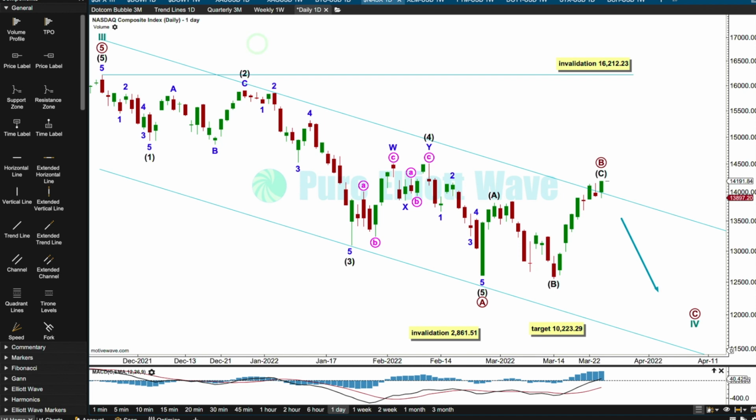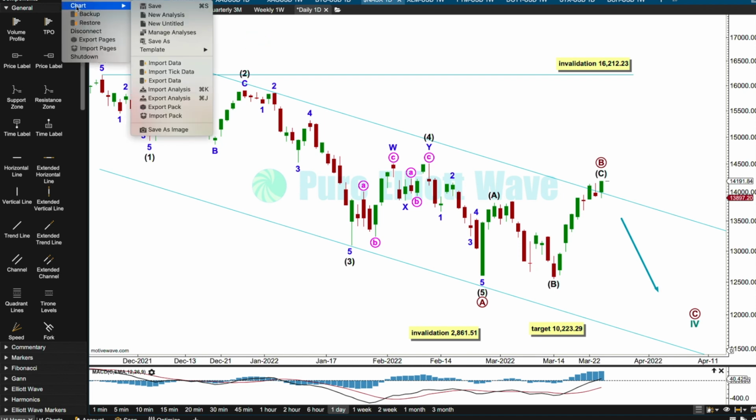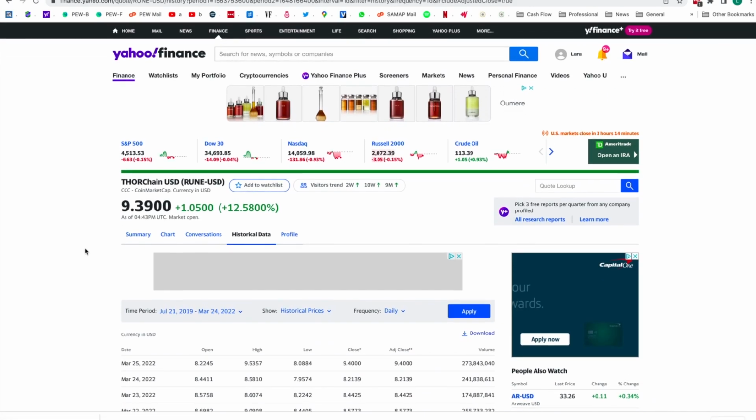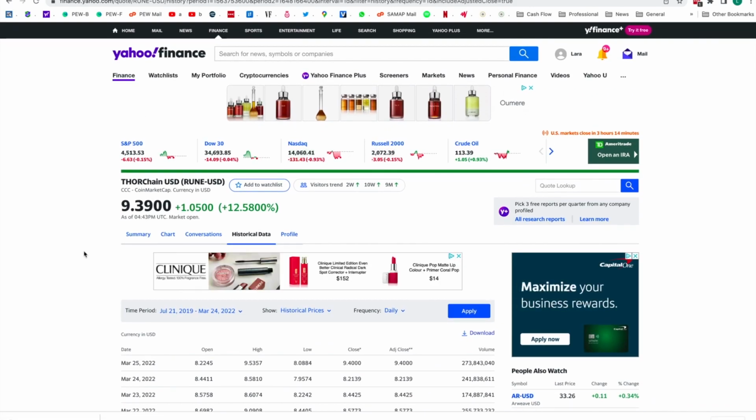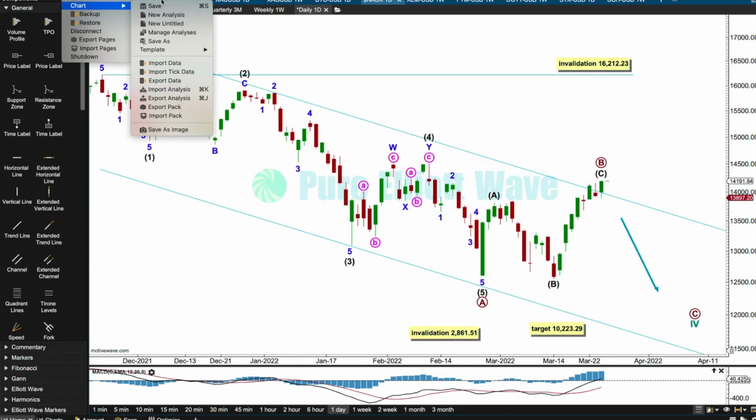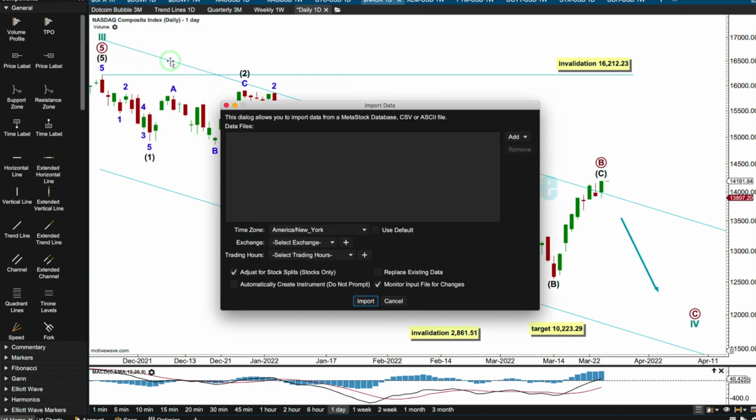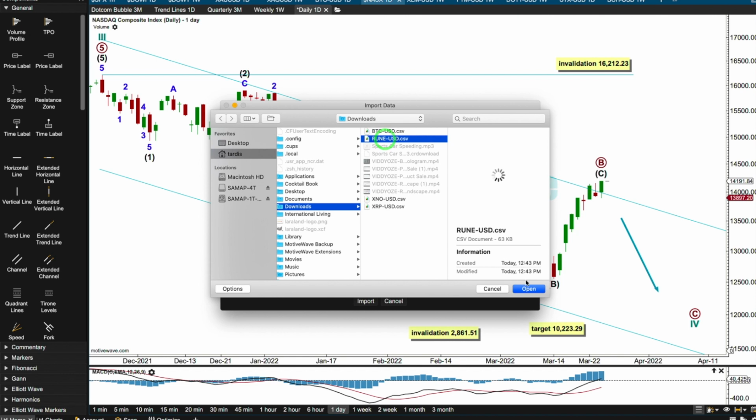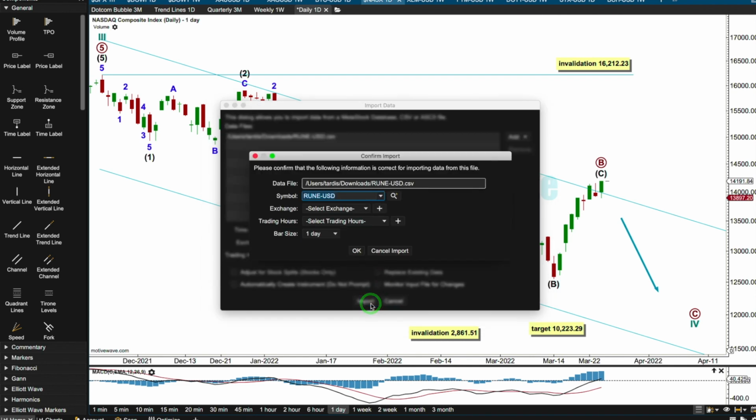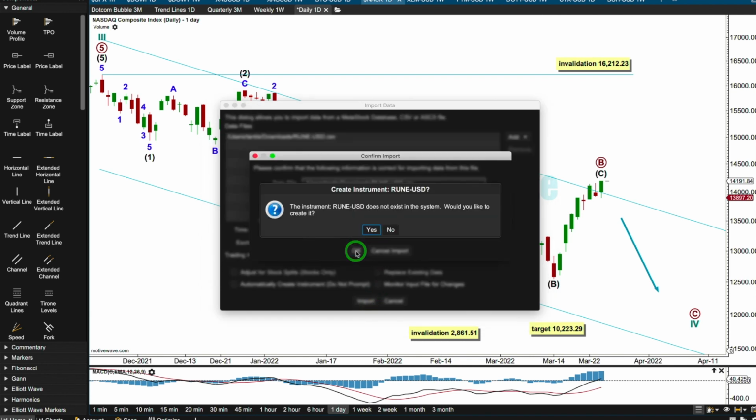I haven't done this one before, so I've got my data from Yahoo Finance. THORChain, the ticker symbol is RUNE, and I've downloaded the file. So in MotiveWave, File, Chart, Import Data. Find the CSV file in your downloads folder. Here it is. Uncheck these, click import.